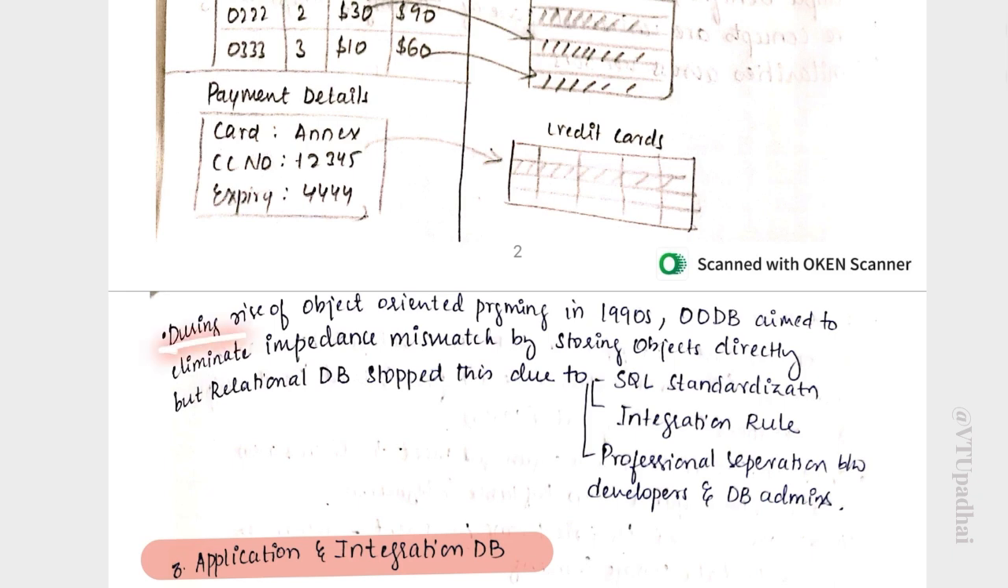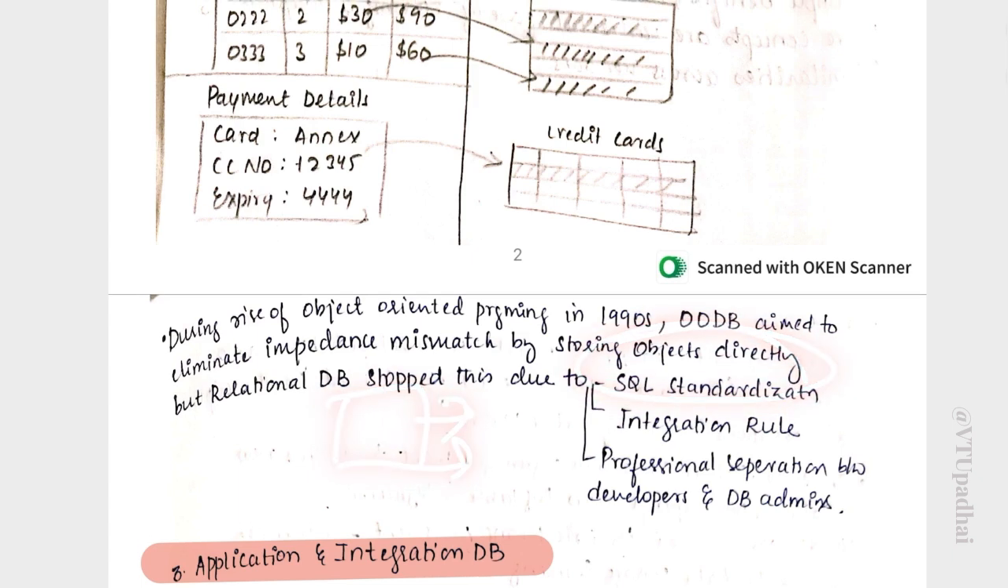Next, we have the object-oriented challenge. That is, during the rise of object-oriented mapping in the 1990s, object-oriented databases aimed to eliminate the impedance mismatch by storing objects directly. But relational databases stopped this for the following reasons. First one is SQL standardization. SQL, the standard query language for relational databases, became widely accepted by all the vendors. Multiple companies were using it across different database systems, right? So this standardization helped developers as well as database administrators to perform operations with a consistent language for managing the data.